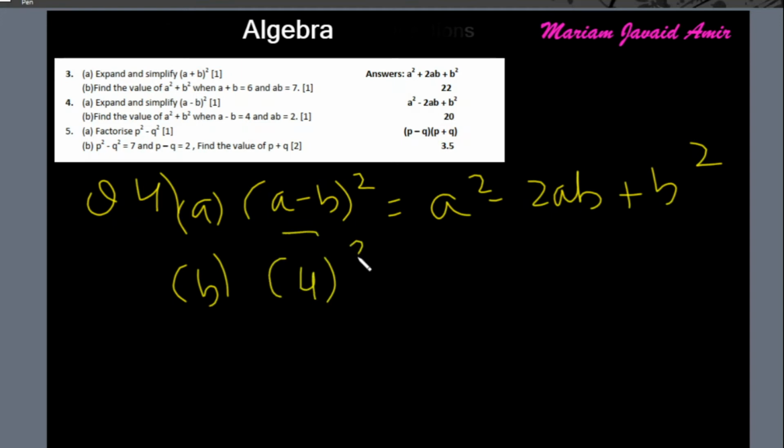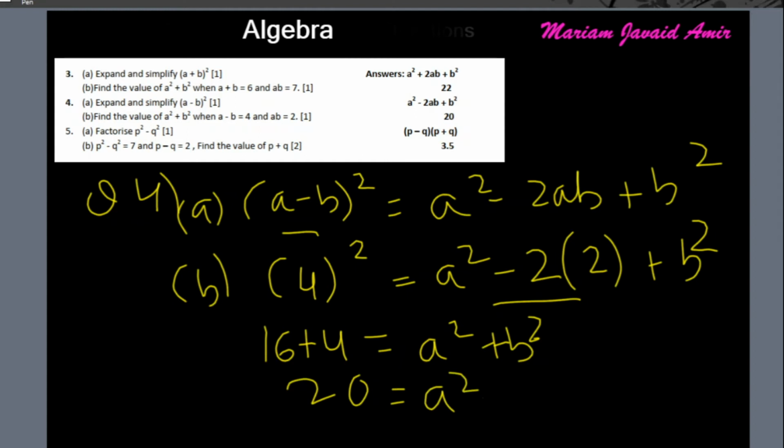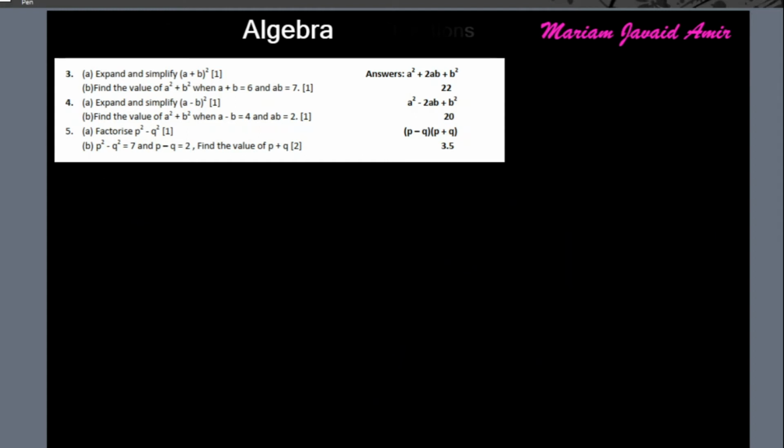So this is 4 square equals a square, we don't know, minus 2. We know ab, which is 2, plus b square. So taking this minus 4 to the other side, it will become plus 4. 16 plus 4 equals a square plus b square, which equals 20. Alright. Question 5.